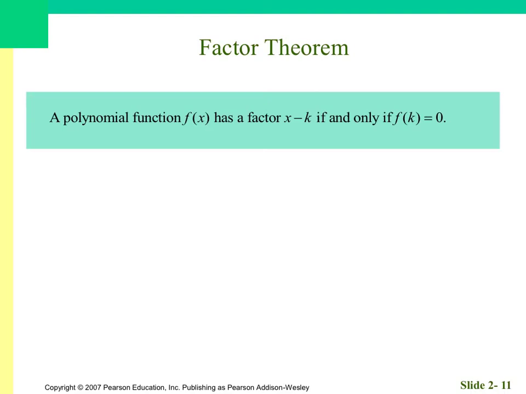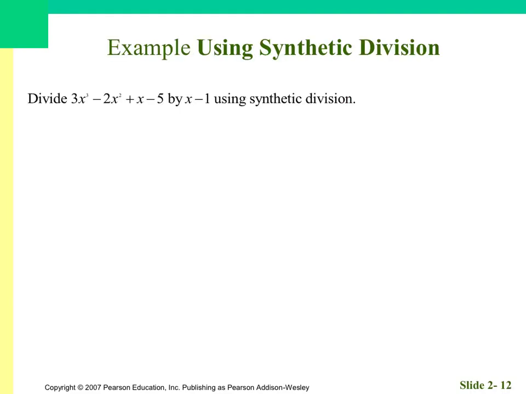A polynomial function f of x has a factor of x minus k if and only if f of k equals 0. Okay? So, synthetic division. So instead of long division, we use synthetic. Now here's the thing, same thing. What's the degree of this? The degree of this polynomial is 3.